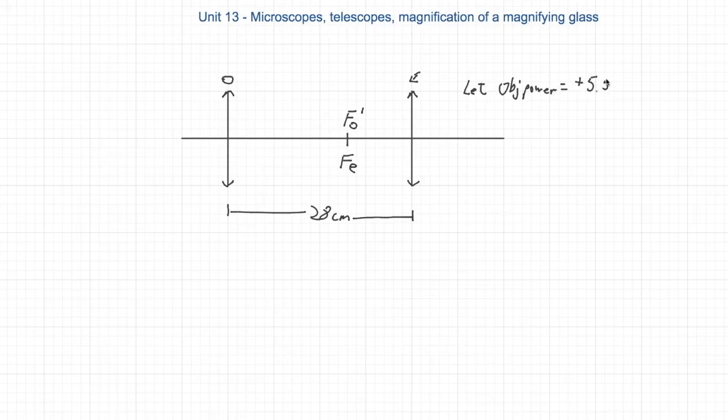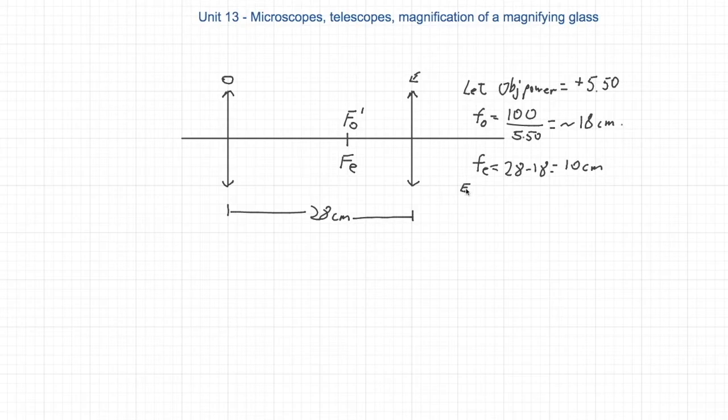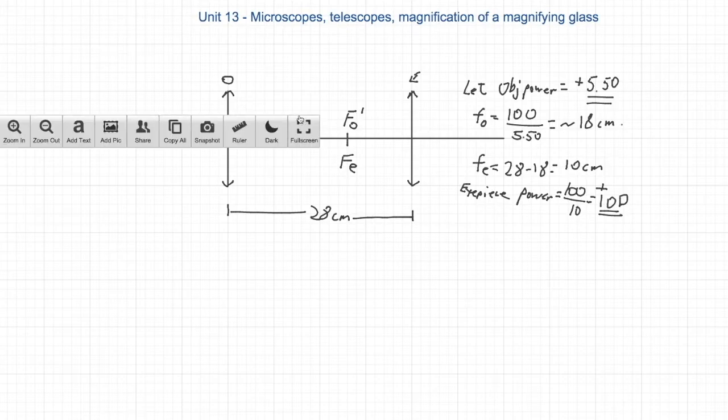Let's let the objective power equal plus 5.5 diopters. So therefore, the focal length is 100 over 5.5, or about 18 centimeters. So if we subtract 28 minus 18, we get the focal length of the eyepiece has to be 10 centimeters, and therefore its power must be 100 over 10 equals 10 diopters, plus 10 diopters. So those are the two lenses we're going to use for our astronomical telescope with the towel tube.